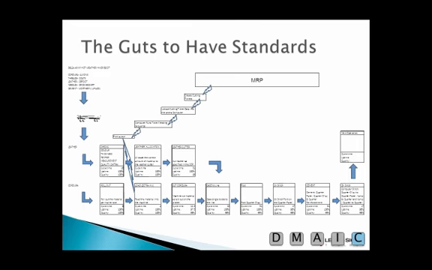You have to have the guts to have standards. So standard work is critical. This is key to the Toyota Production System. They implement standards. Everyone follows the standards, and then they do Kaizen.